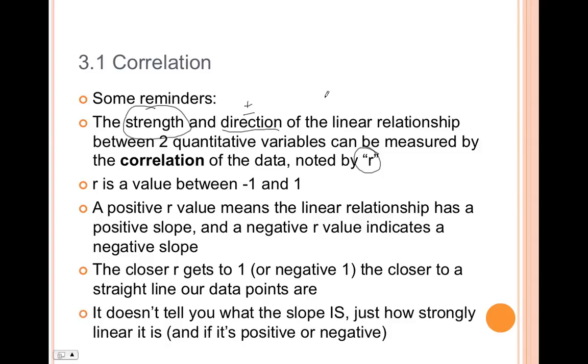To be clear, correlation doesn't tell us what the slope actually is. It just tells us how strongly linear it is and if it's positive or negative. So correlation and slope are not the same thing, obviously, because slope can be much larger than 1 or much lower than -1. They're not the same thing, they just match, okay? And correlation tells us how strong that relationship actually is.